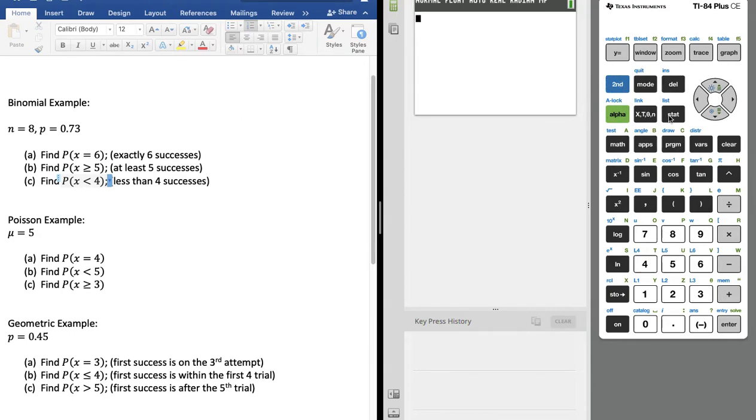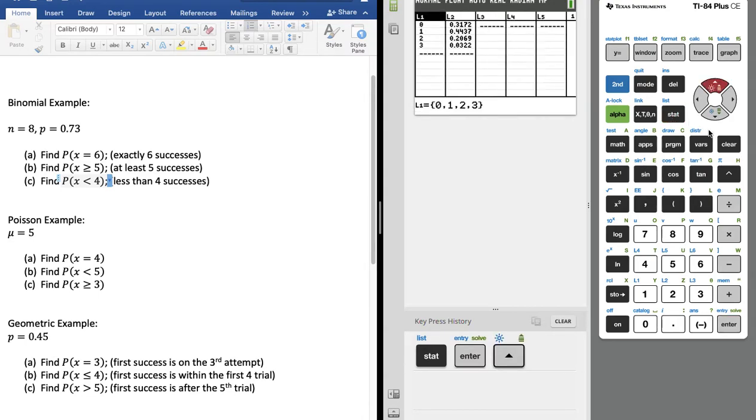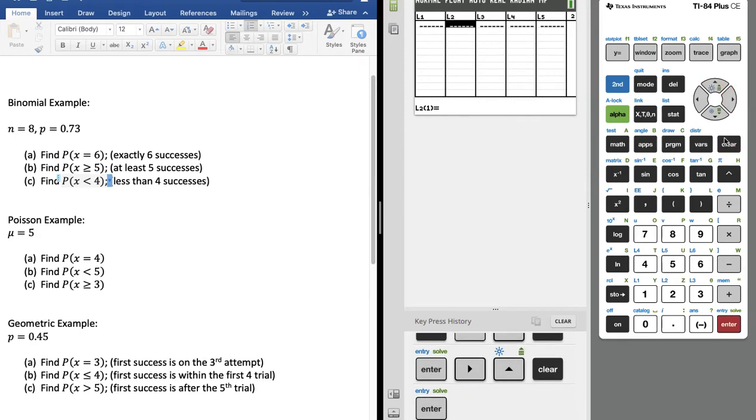So the first thing you're going to want to do is to actually go into Stat, Edit, and you're going to build a list. If you have something here, you're going to go ahead and clear it out. Make sure you're not deleting the lists, just clear those lists. Okay. Now in L1, I'm going to number it from 0 all the way up to whatever n is. In this case, n is 8. So I'm going to number it from 0 to 8.